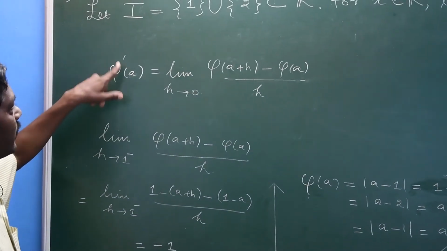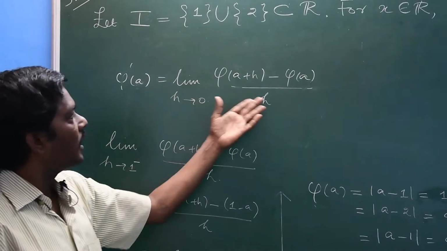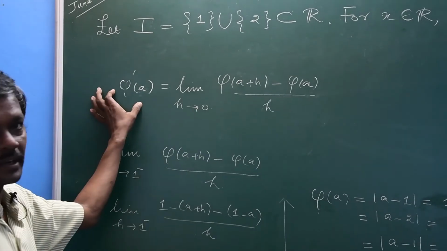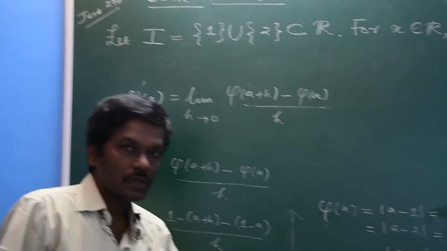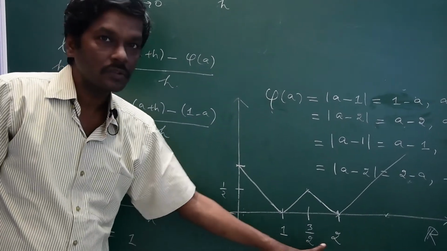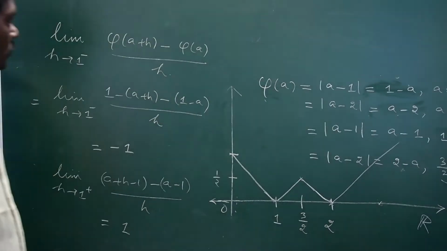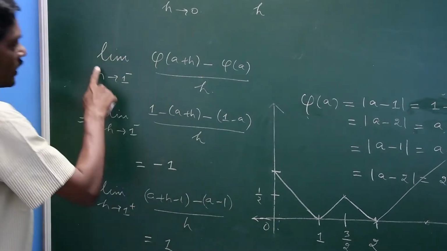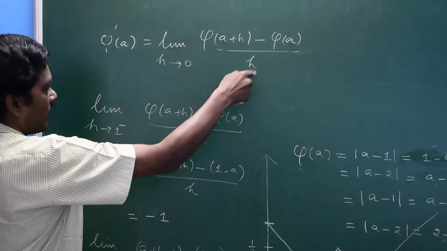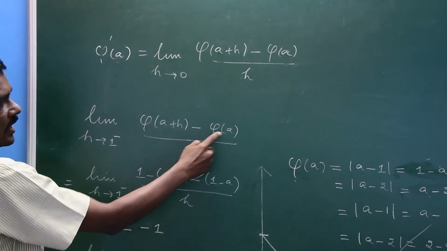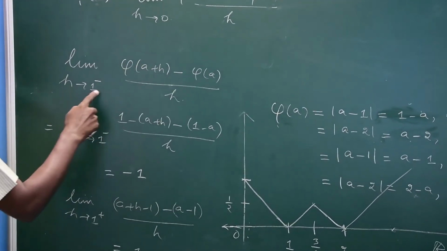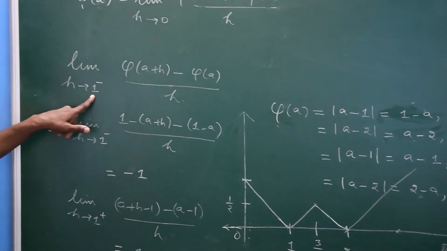We know that the derivative of a function at a point is this limit, and this limit is what is called the derivative. Now we will show that this limit does not exist at a is equal to 3 by 2 and a is equal to 2. Now you consider the limit on the right hand side. So limit of phi of a plus h minus phi of a by h, this is the definition. Now we consider the left hand side limit.